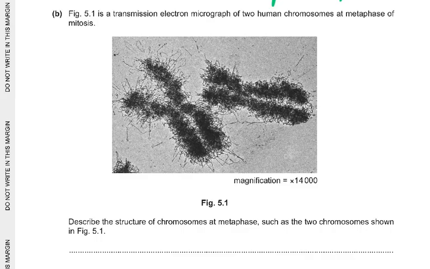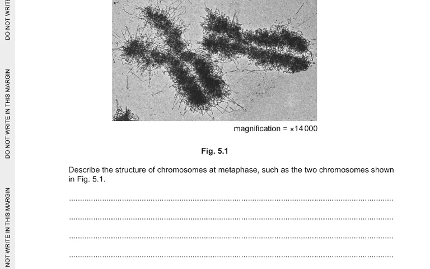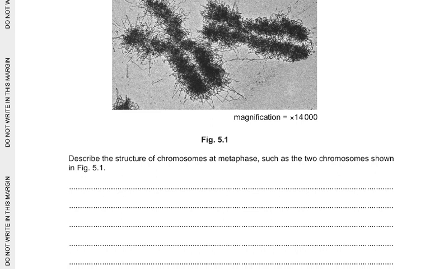Figure 5.1 is a transmission electron micrograph of the two human chromosomes at metaphase of mitosis. Describe the structure of chromosomes at metaphase, such as the two chromosomes shown in figure 5.1. Each has two sister chromatids. Chromatids are joined by a centromere. Each chromatid has a single DNA molecule. DNA is associated with histone proteins and telomeres at the ends of the chromatids.